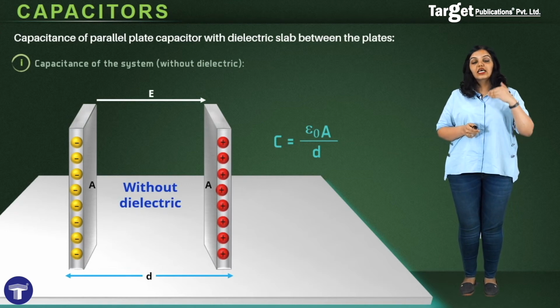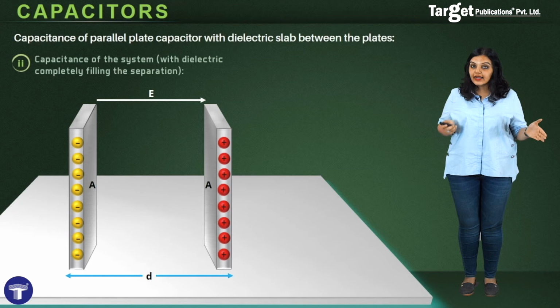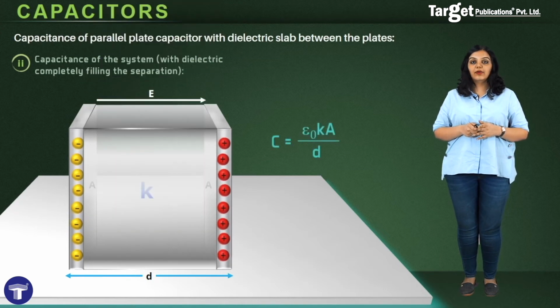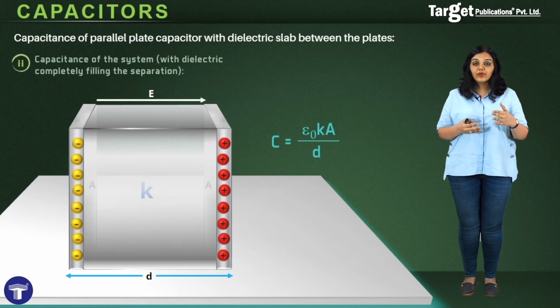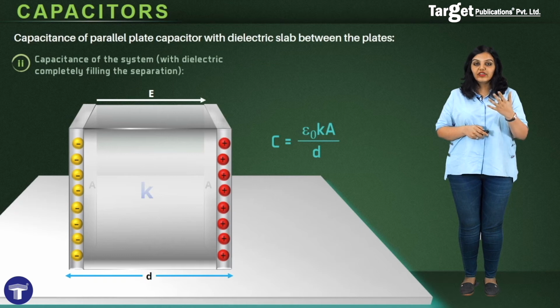So this is the formula for the capacitance for a parallel plate capacitor when there is no dielectric between the plates. The next we have the formula that we have just derived, that is the formula for capacitance when a dielectric completely fills the separation between the plates. In such a case, C is equal to epsilon naught Ka by D, where K is the dielectric constant of the material that you have placed between the plates. And we know that K is greater than 1, which means the capacitance has now increased. In fact, that is the definition of a dielectric.